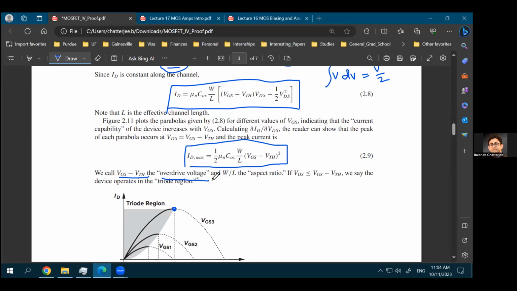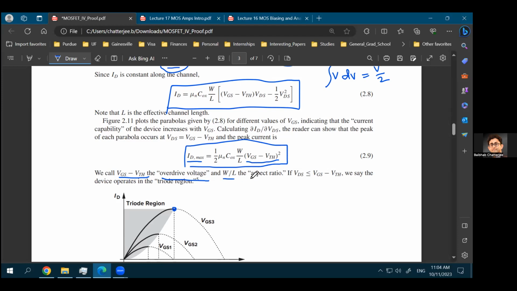So you're applying the gate voltage so that you are above the threshold voltage of the MOSFET. The amount by which you are more than the threshold voltage is called the overdrive voltage. That's the amount of overdrive that you have. And as you see, the maximum current is proportional to the square of the overdrive. That's why the MOSFET is also called a square law device.